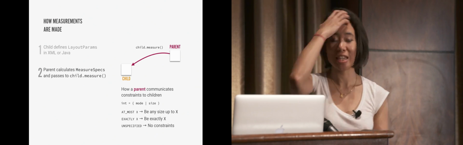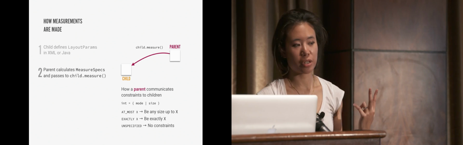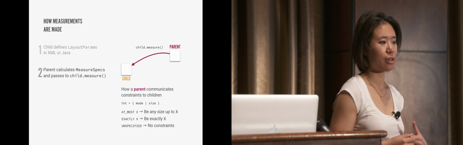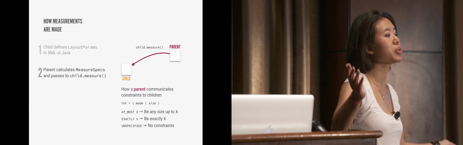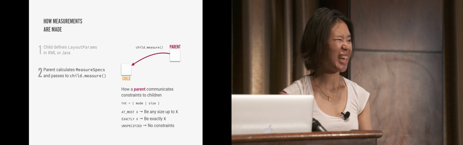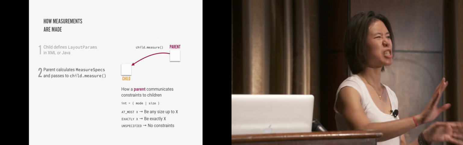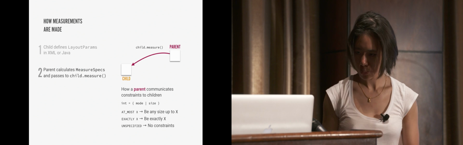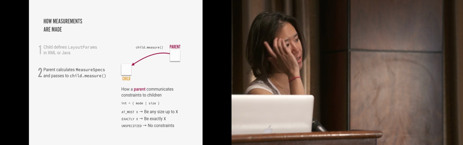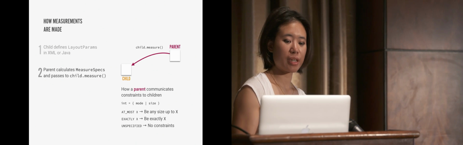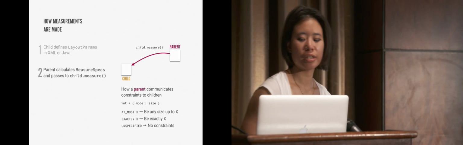A measure spec value is an integer, and it encodes two things, a mode and a size. The combination of these two can tell a child, you can be at most 300 DPs, or you can be exactly 500 DPs, or you know what, your size is unspecified. You can be as big as you want. And these measure specs are calculated by the parent, one for width and one for height, and they get passed when the parent calls measure on that child.